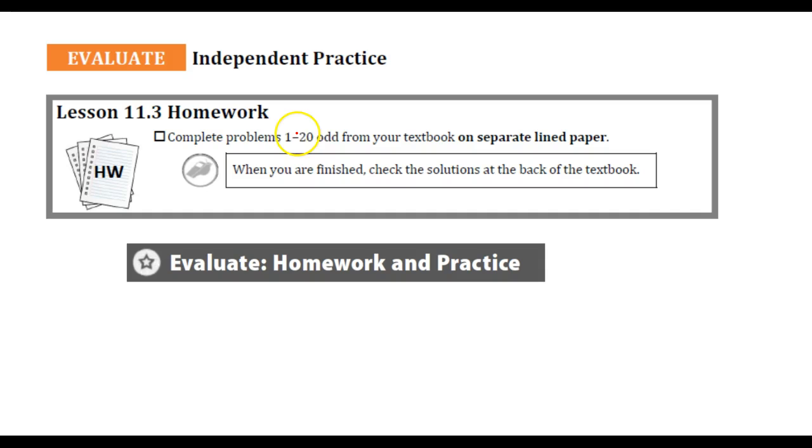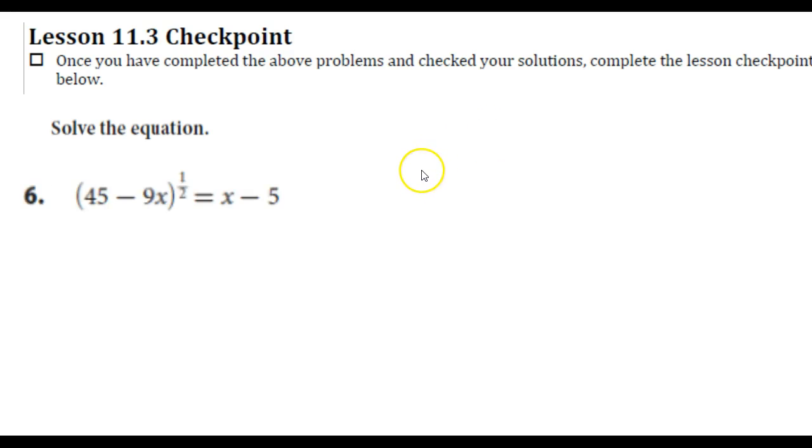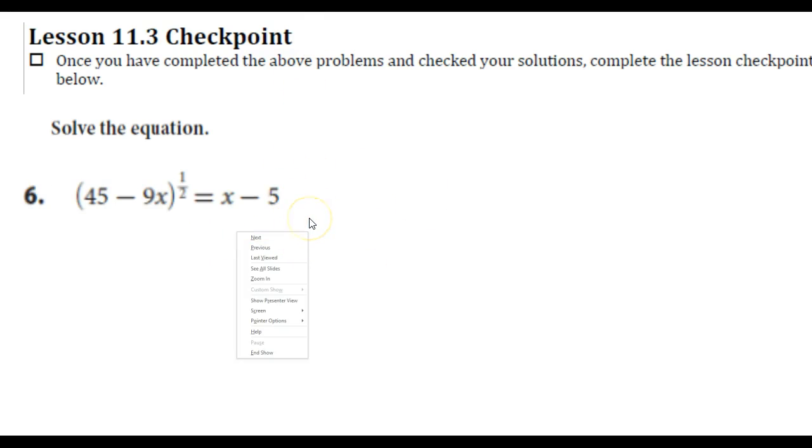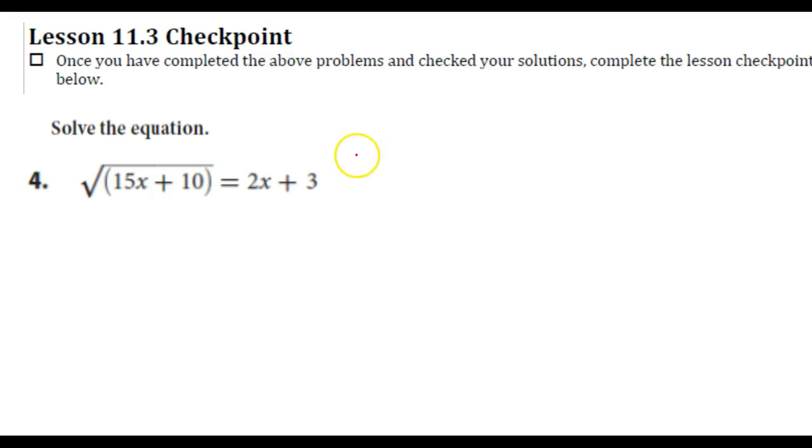In your textbook, you're going to be asked to do numbers 1, 3, 5, 7, 9, 11, 13, 15, 17, and 19. So that's about 10 problems total, in addition to these last 3 checkpoint problems. I'm going to walk you through how to do these as a last example, and then I'm going to have you do a couple of the homework problems on your own.